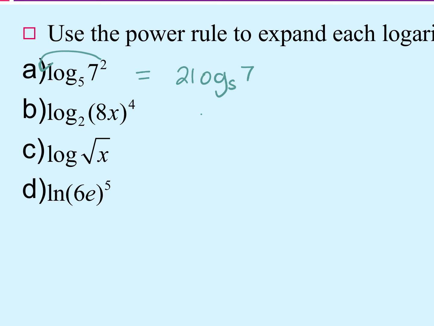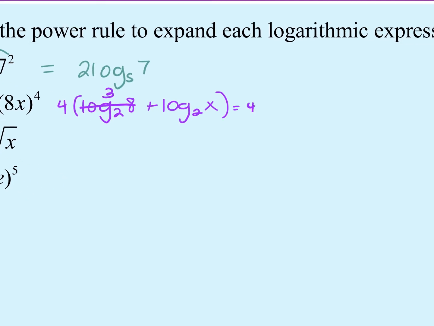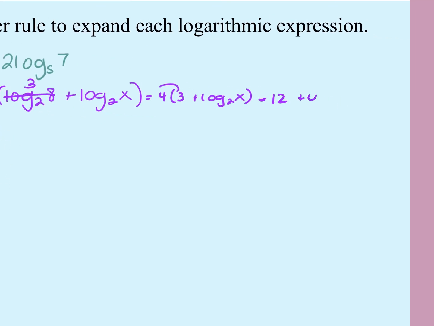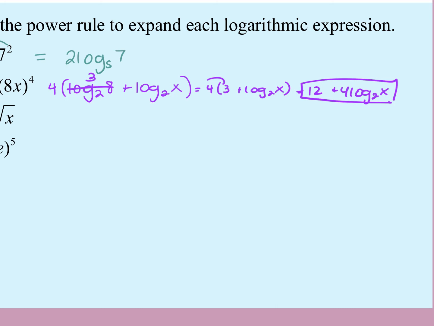How about B? 4 can go to the front, or 4 could get distributed to both. It doesn't matter. But when you put the 4 at the front, be careful because you're going to eventually split this, right? It's going to become log base 2 of 8 plus log base 2 of x. You want to make sure that 4 is on the front of each of them. What's log base 2 of 8? 3. Times 4. Yeah, I just wouldn't work that out. I'd bump it and then simplify it. But you could have done it either way. So the most simplified there would be 12 plus 4 log base 2 of x.